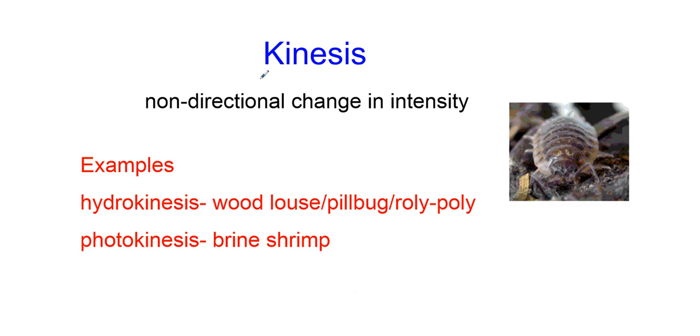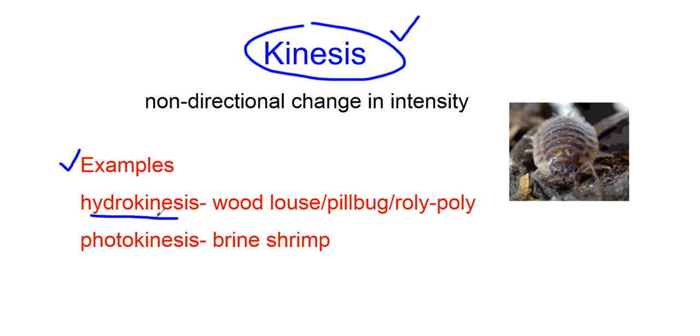The other type of innate behavior I want to talk about is kinesis. That's slightly different. It means non-directional change in intensity. They don't move in any particular way, but they change their intensity. They become more active or less active. What are some good examples of that? Hydrokinesis responds to water. Woodlouse, this guy right here, or what we know as roly-polies or pill bugs, these are the guys always found under logs. You lift up a log and they go crazy. They respond to water. The more water, the more active they are.